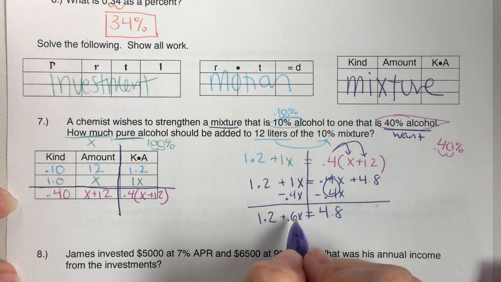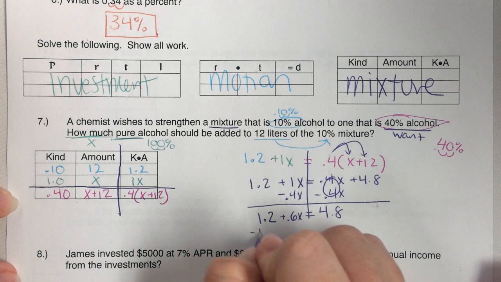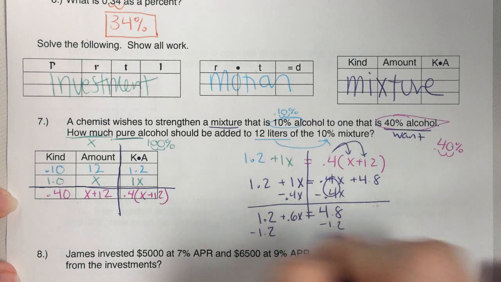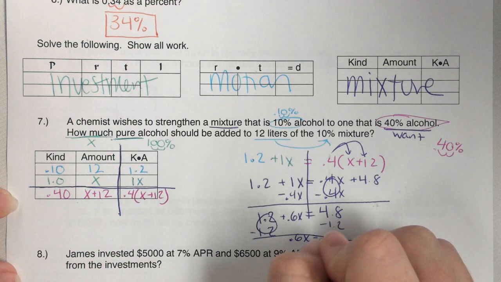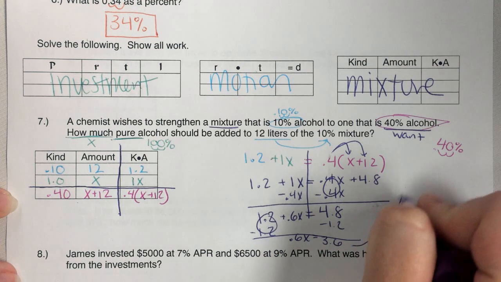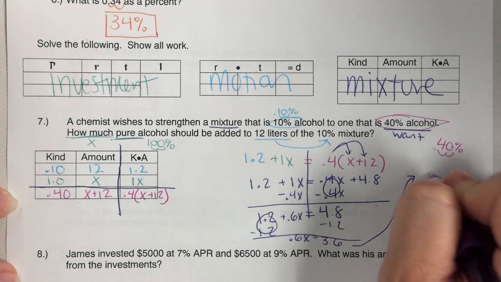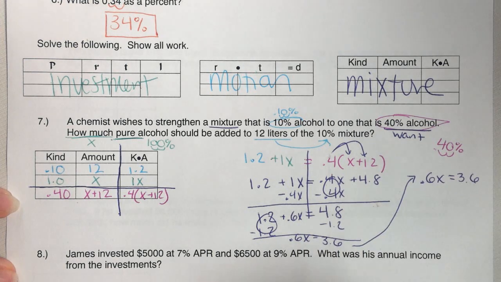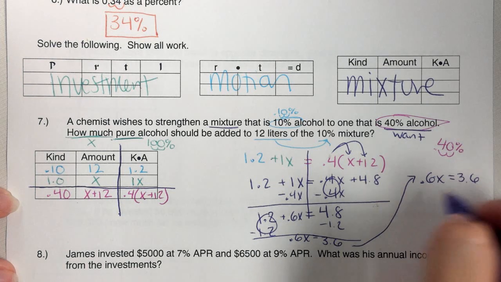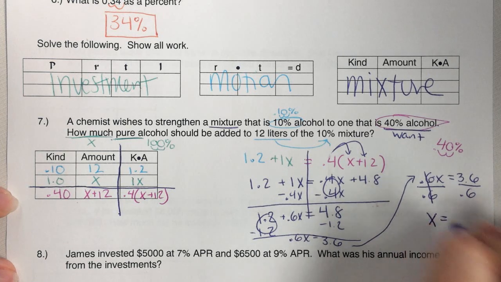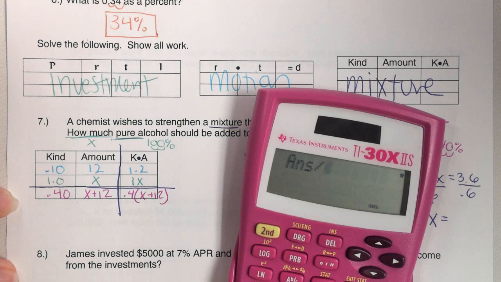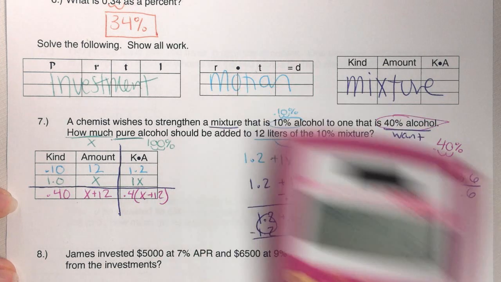Now that I have all my x's on the left, I need to move my numbers without x to the right. So minus 1.2, minus 1.2. So I have 0.6x equals 4.8 minus 1.2, 3.6. And so my last step is to divide both sides, because this is 0.6 times x, the opposite is divide. And I'm left with x equals, well, 3.6 divided by 0.6 is 6.